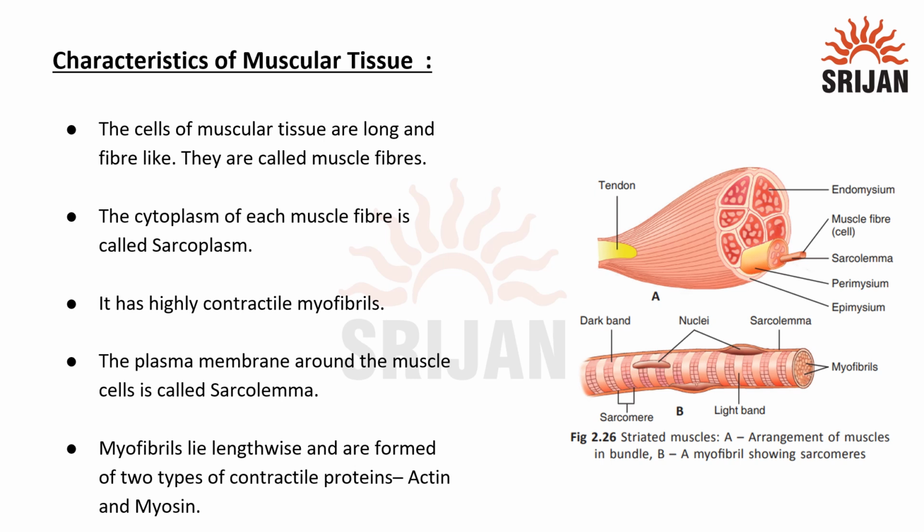So we can see that these muscular tissues are made up of long cells called muscle fibers, which we can observe over here. So this long cell is called the muscle fiber. The cytoplasm of this muscle fiber is given a special name, sarcoplasm. The plasma membrane of the muscle fiber is called the sarcolemma. And all these muscle fibers contain highly contractile myofibrils, which are arranged lengthwise and contain two contractile proteins, actin and myosin.